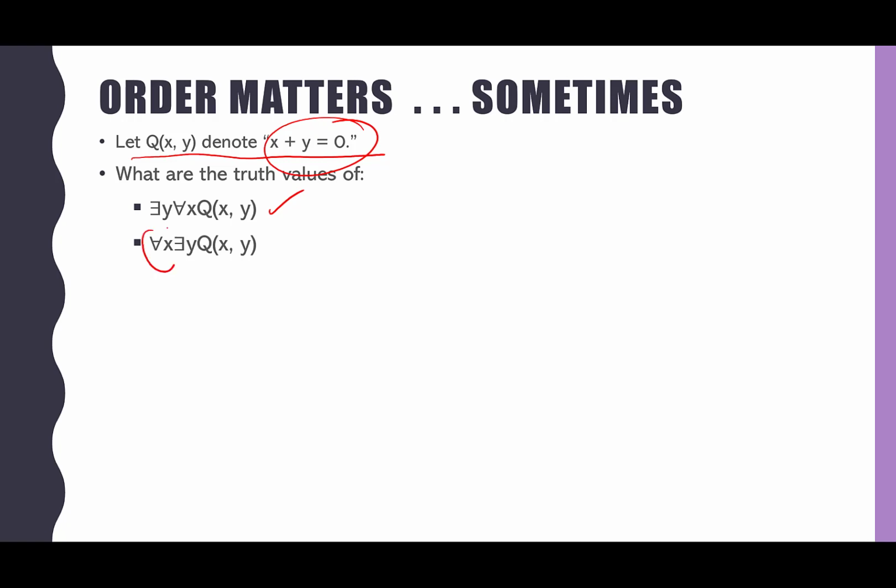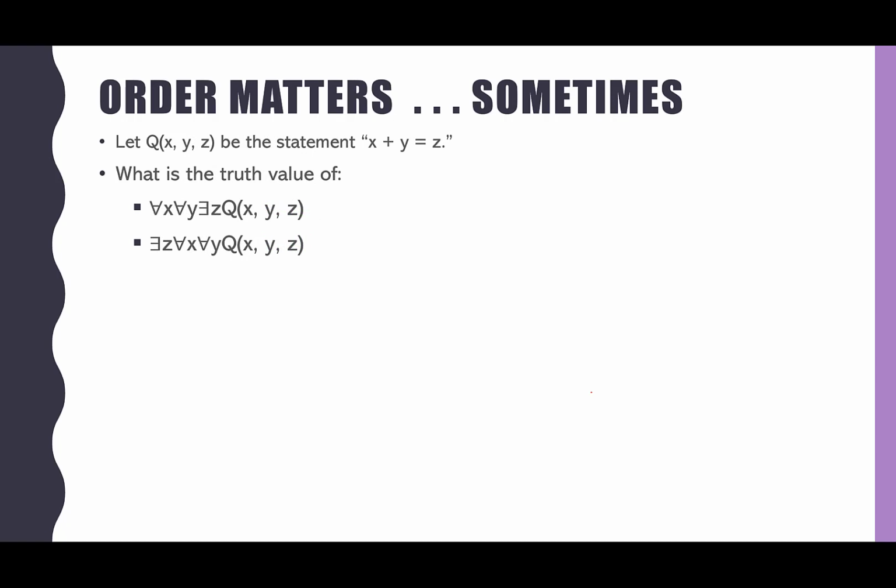What about the next one, though? Yeah, for every x, there exists some value y such that when I add it to the x, it will be equal to 0. Yeah, there is some value out there, just not some value that works for all numbers. But all numbers can find one specific value. So in this case, the order makes a difference. Those are the same equations, but the existential and the universal are in different orders. That changes the meaning.